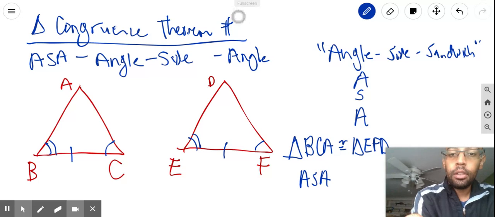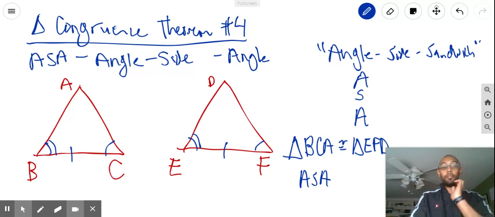This is congruence theorem number 4. Okay, so this is the fourth congruence theorem. So there's one more, and that one is a special case. This is a special case for special triangles, and this is hypotenuse leg.